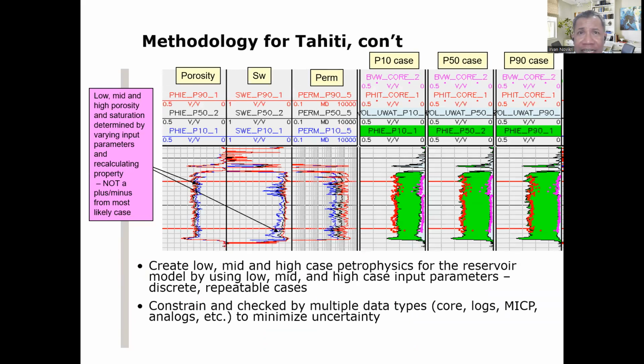Different petrophysical scenarios were created for the reservoir model by varying input parameters such as porosity, saturation, and permeability at low, mid, and high levels. These scenarios were then constrained and validated using multiple data types such as core samples, well logs, and analogs to reduce uncertainty. It is important to note that variations in porosity, saturation, and permeability are not simply deviations from the most likely case, but rather discrete and repeatable cases used to assess the range of possible outcomes.